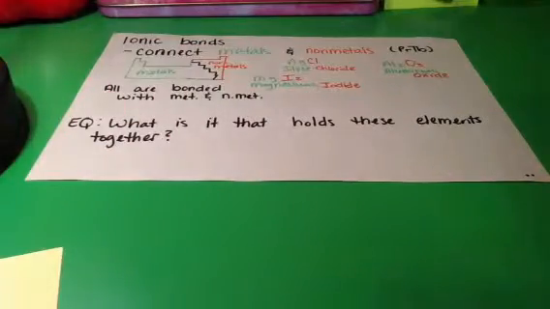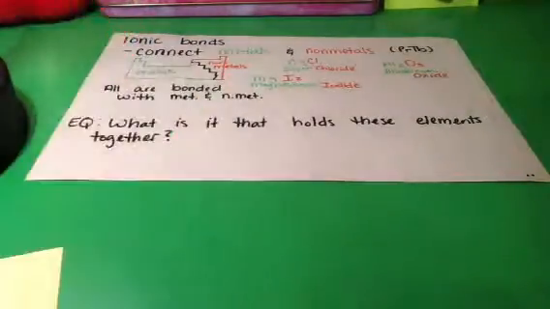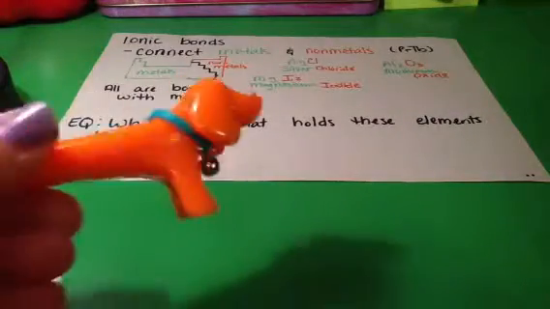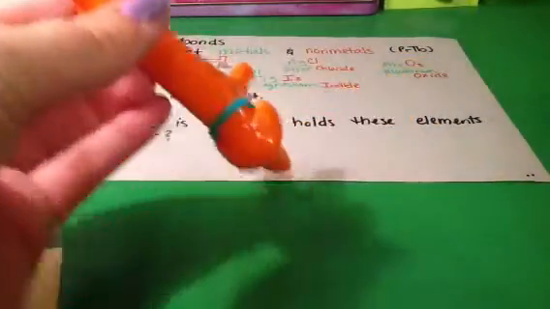Get it all in frame. So first things first, defining an ionic bond. This is our little dachshund pen. Miss Fletcher got me this.